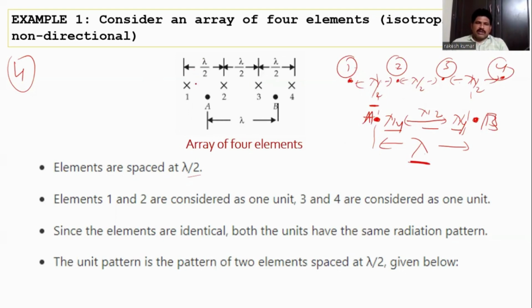Here 1, 2, 3, 4 are all separated by a distance of λ/2. Elements 1 and 2 are considered as one unit, and 3 and 4 as another unit. Since the elements are identical, both units have the same radiation pattern. What you want to remember is that 1 and 2 are separated by a distance of λ/2, and similarly 3 and 4 are separated by a distance of λ/2, which are similar elements.